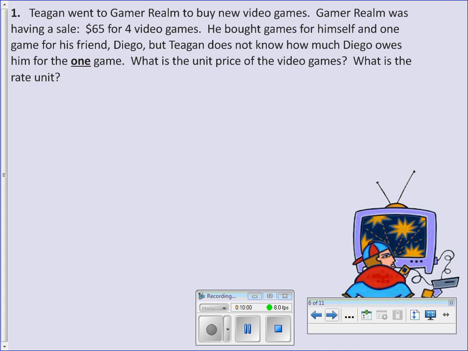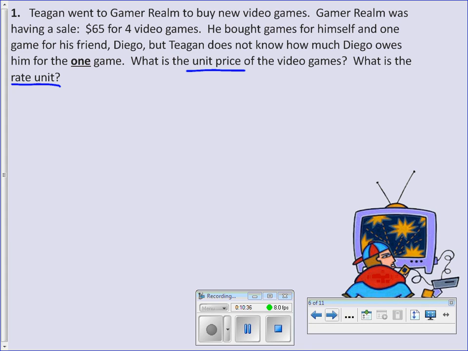He bought games for himself and 1 game for his friend Diego. But Tegan does not know how much Diego owes him for 1 game. What is the unit price for the video games? What is the rate unit? So we have to be careful because they're asking us for 2 things. So it helps to highlight so we don't forget to go back and answer the 2 questions that are being asked. So what's the first step?